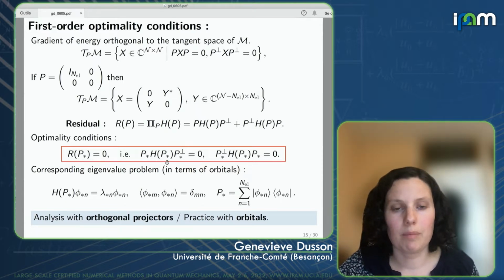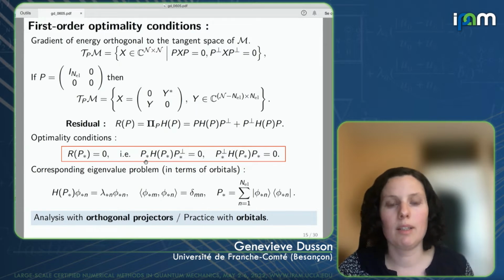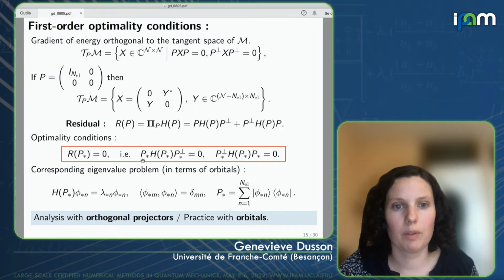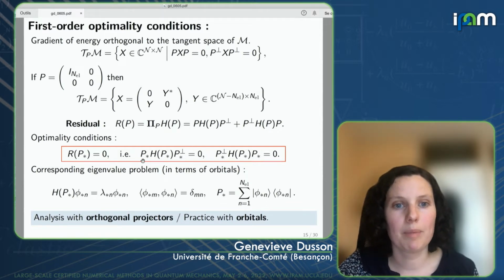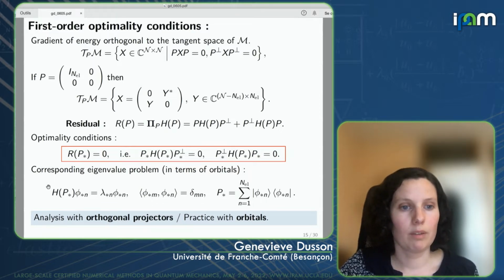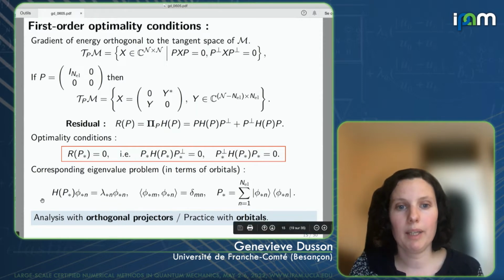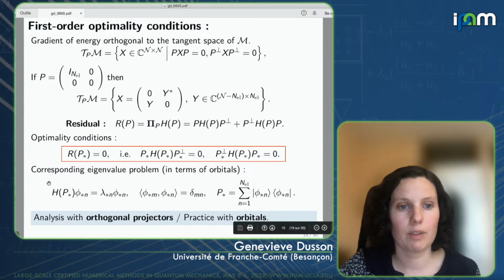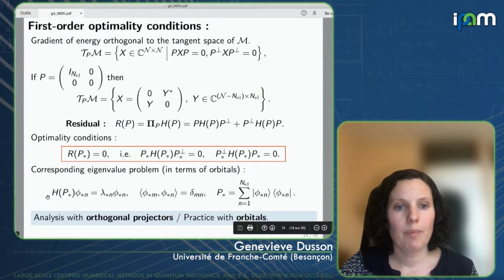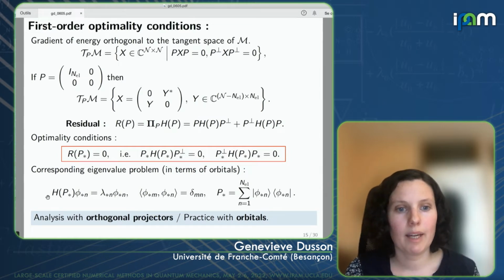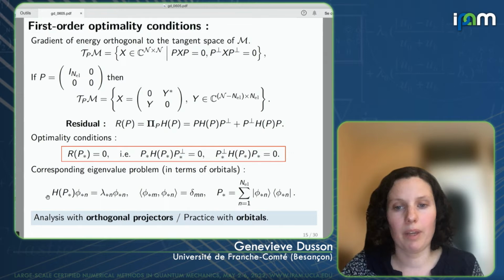What this comes down to is that the Hamiltonian needs to commute with the orthogonal projector that is the solution for the problem. And so if we write down these optimality conditions in terms of orbitals, we, of course, obtain the quantum problem I talked about at the beginning, which is the resolution of this nonlinear eigenvalue problem. And here, one important point that I want to make is that we did all the analysis with orthogonal projectors, but then all the practice is done with orbitals.